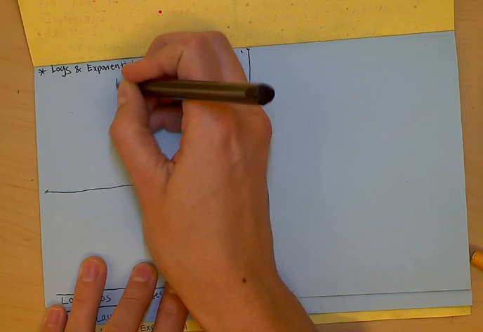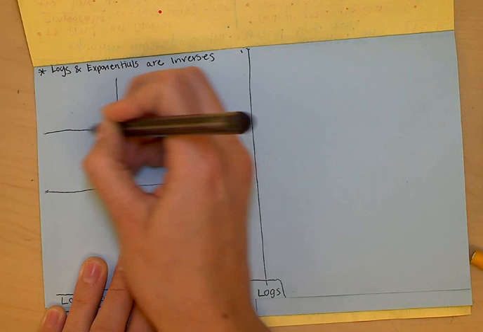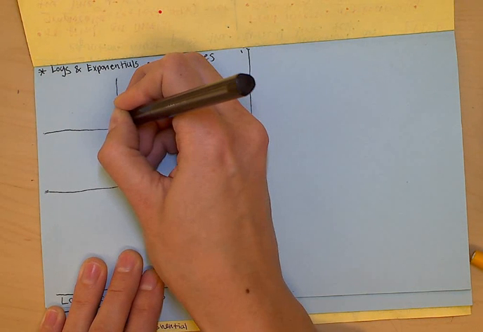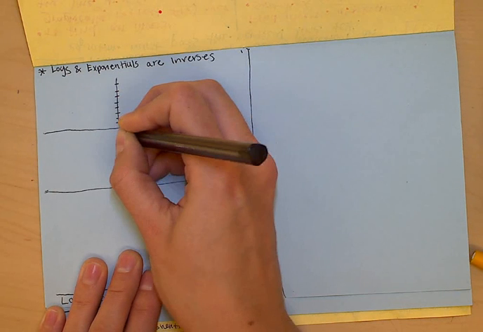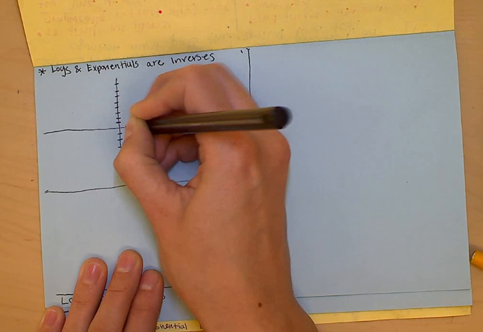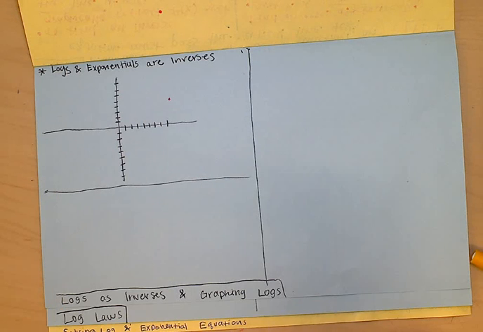So my x-axis, or my y-axis, my x-axis. I'm going to go up to 8 on each of these. 1, 2, 3, 4, 5, 6, 7, 8.